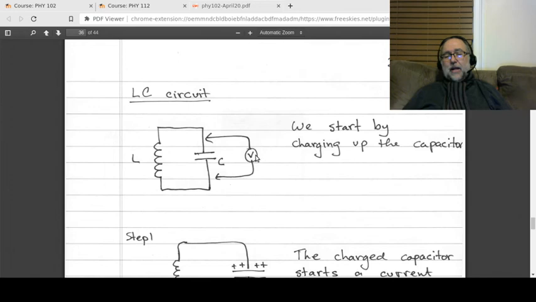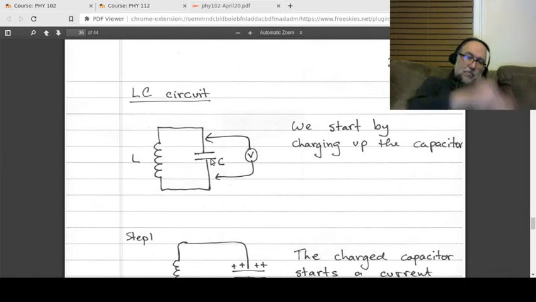I guess it should have been a battery, not a voltmeter, but that little V there. I'm just going to charge up my capacitor. So you can imagine taking the capacitor out of the circuit, applying a voltage, charging it up, and then putting it back into the circuit. So we start off by charging the capacitor.